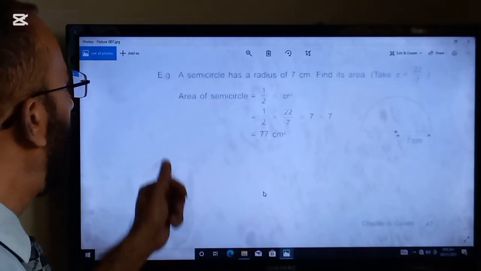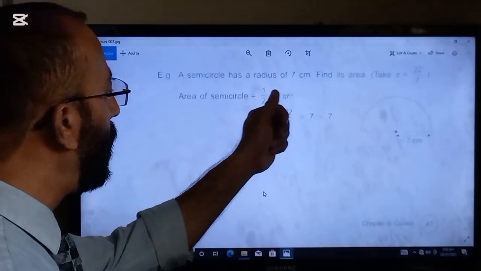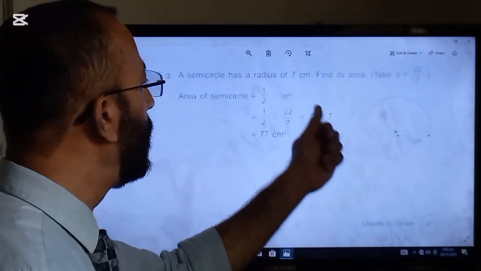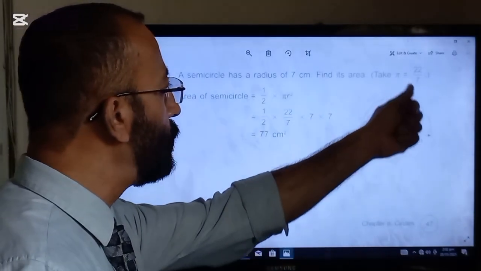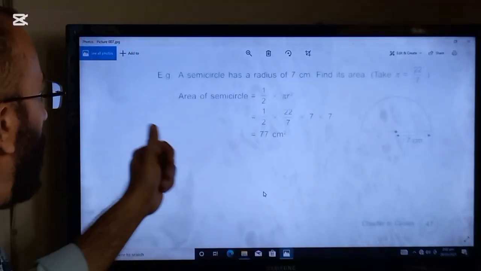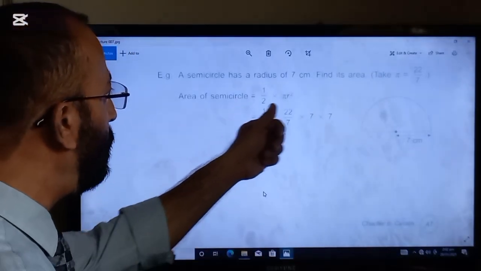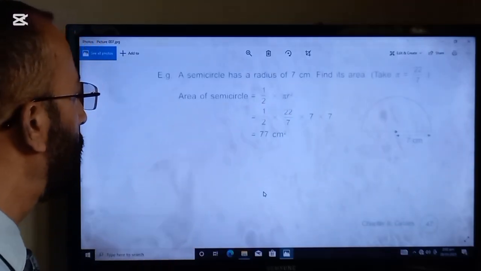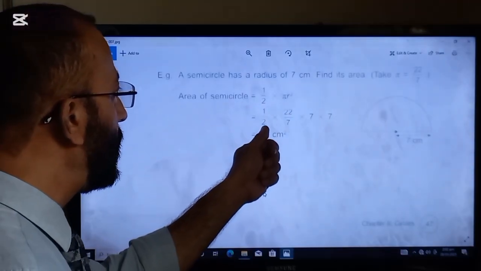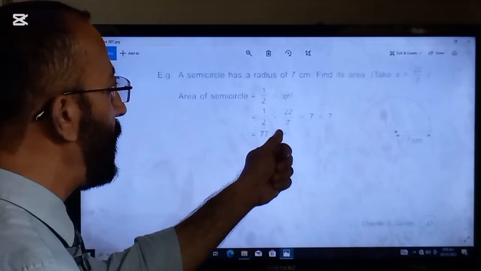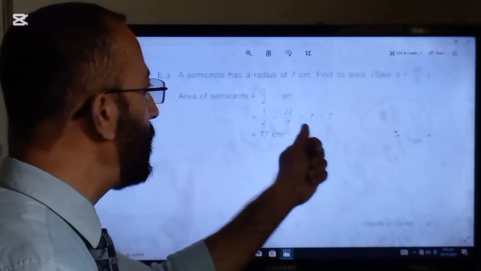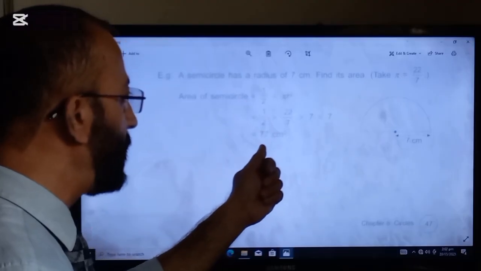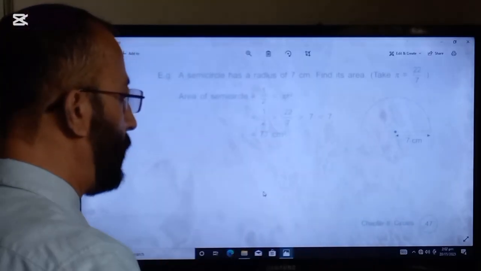Another question is here. A semicircle has a radius of 7 centimeter. So this is the radius of the semicircle. Find its area. Pi is equal to 22 by 7. Area of the semicircle is half of the full circle. So pi r square over 2 is the area of the semicircle. This 2 will remain as it is. Pi's value is given, that is 22 by 7, and r's value is given, that is 7. So 7 into 7. So solving it on the calculator, we will get the answer of 77. Unit will be centimeter square.